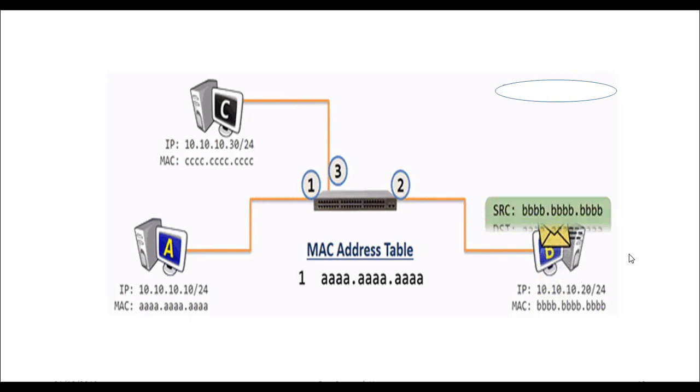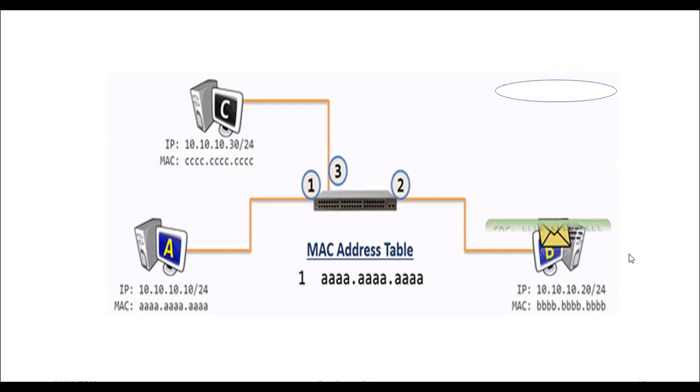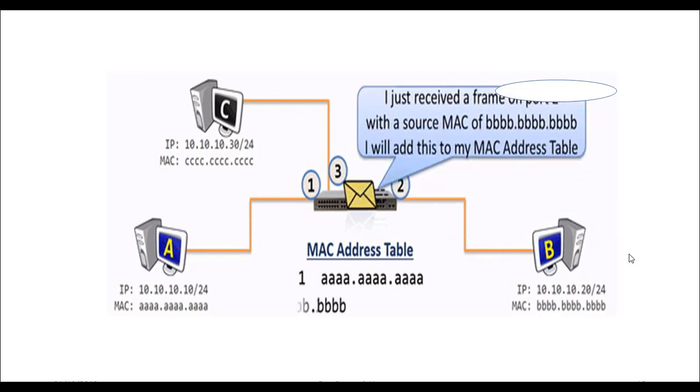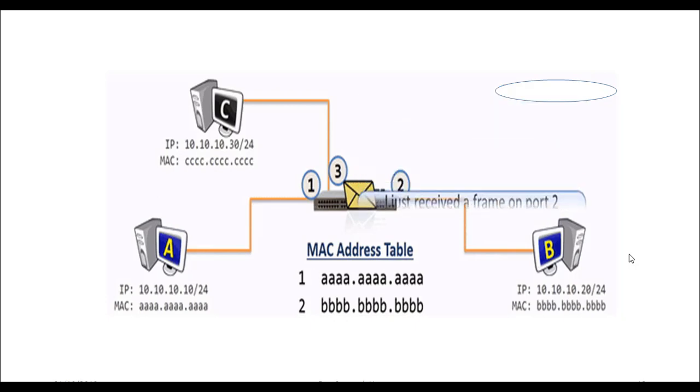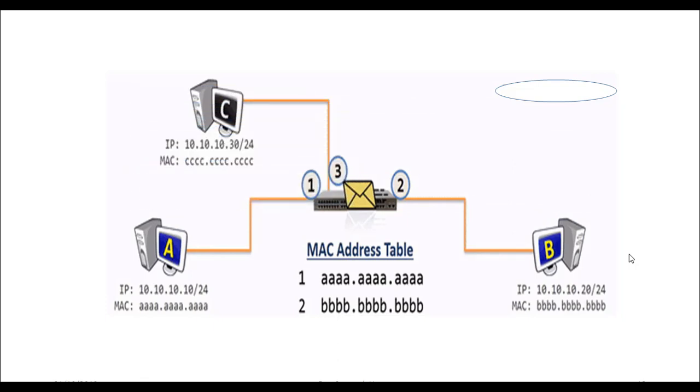Host C will deny the frame, whereas host B will respond to the frame. Now the switch will populate the MAC address of host B. So the frame will be forwarded to host A. This is dynamic MAC learning.